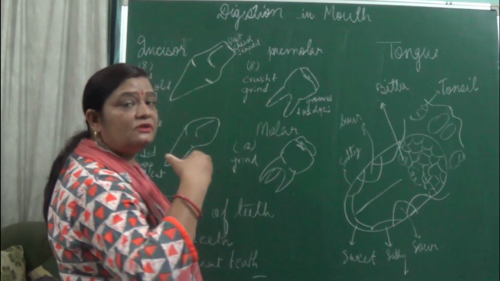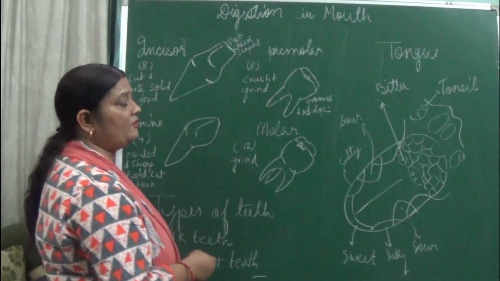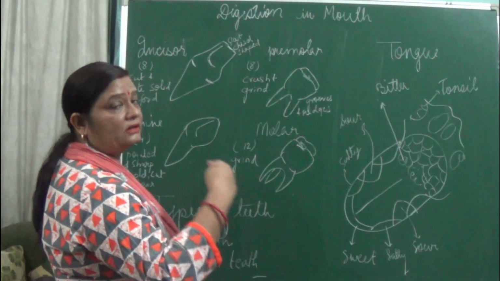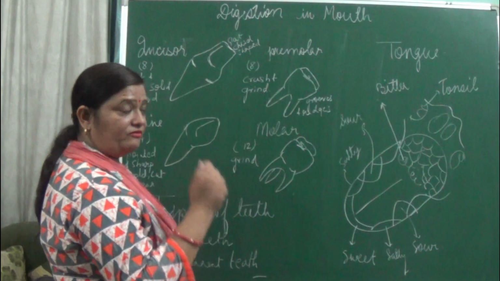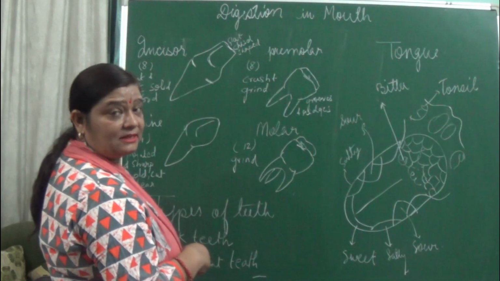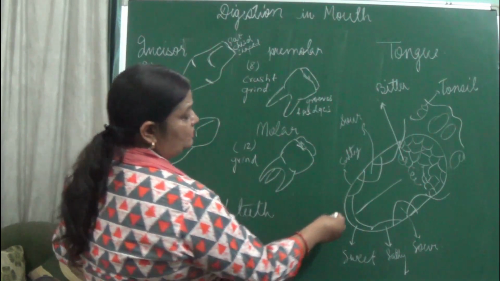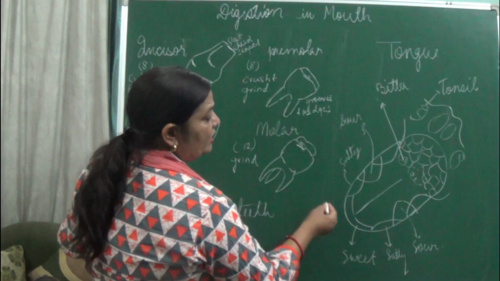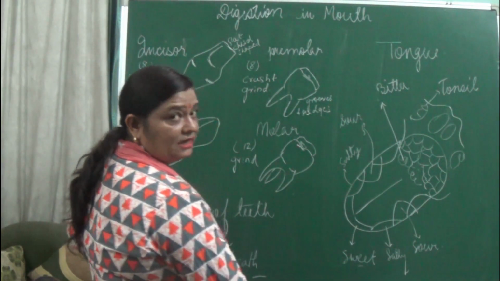The tongue forms the floor of the mouth. It is muscular in nature. Basically the function of the tongue is to mix the ground food with saliva. One more function is that it tells about taste. This front portion of the tongue tells about sweet taste.